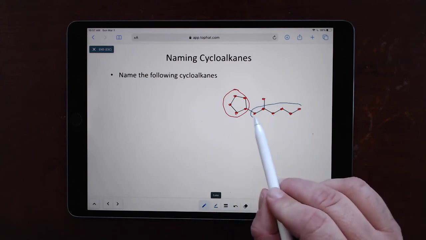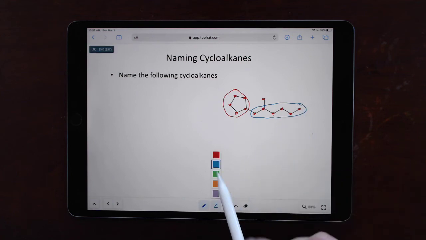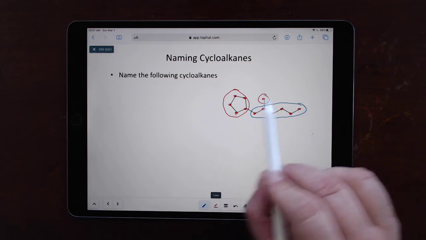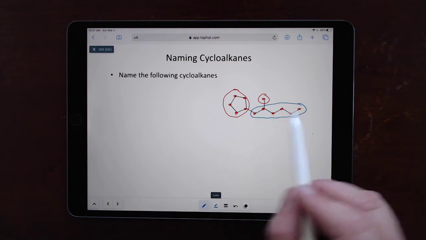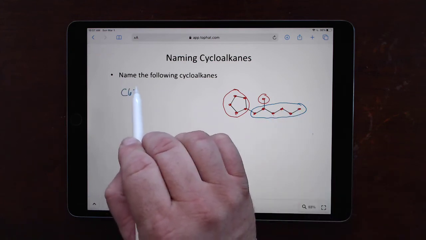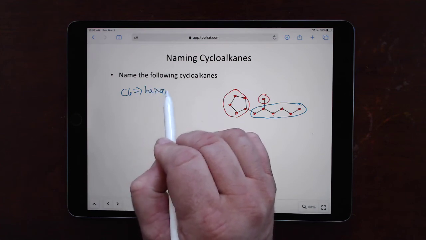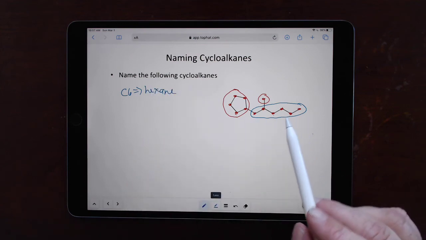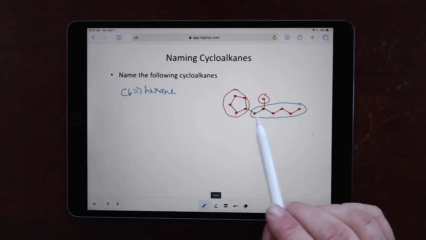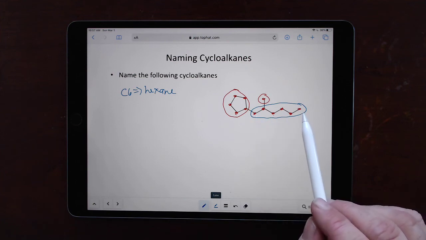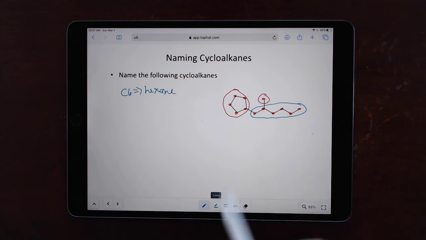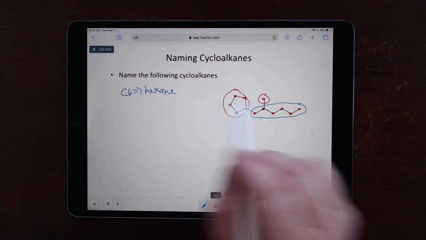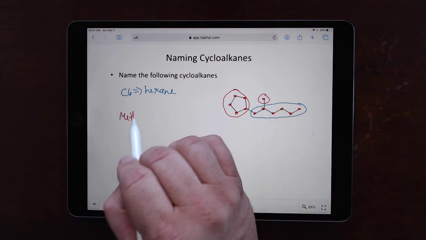So our main chain is actually going to be in blue here, and that makes our 2 side chains here. So the main chain is going to be 1, 2, 3, 4, 5, 6. So C6, so it'll be hexane, right? Because we're just going to name it as an alkane because this long chain is larger than this ring around, so this gets the priority. So that makes our side chains. So this one is methyl, no big deal.